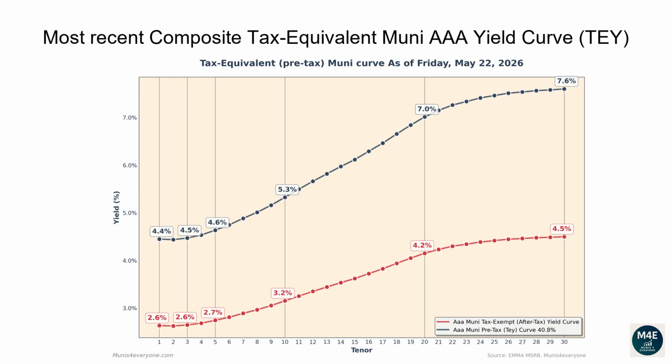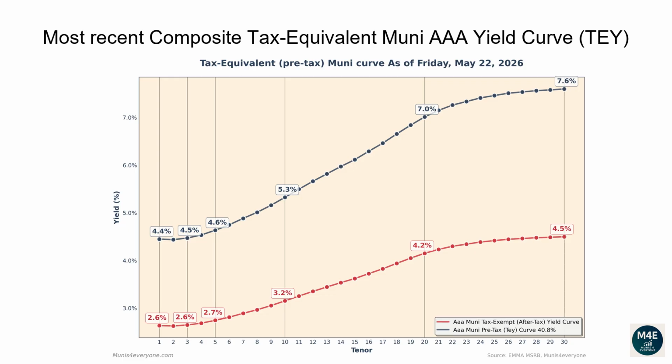Let's now go over the most recent composite tax-equivalent Muni AAA yield curve. The following graph shows, in red, the tax-exempt after-tax Muni yield curve, versus in blue its tax-equivalent pre-tax version, assuming a 40.8% top tax bracket as of May 22, 2026.